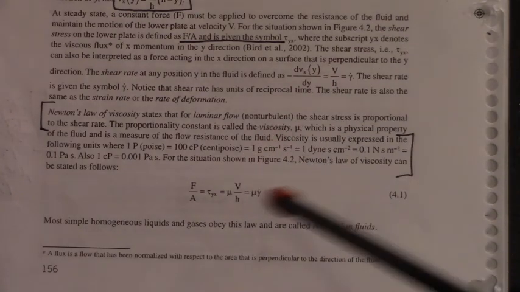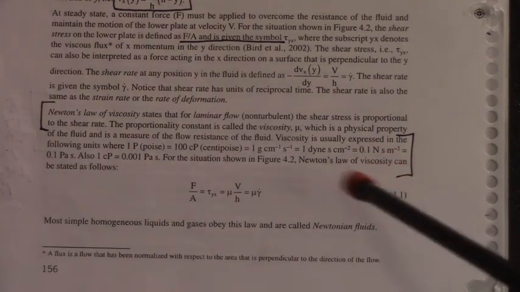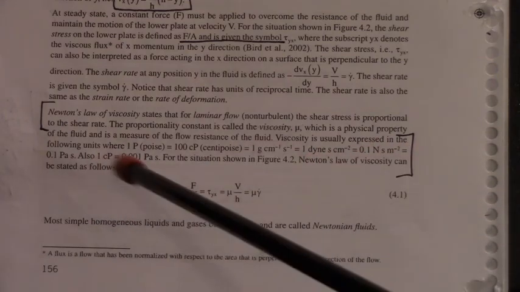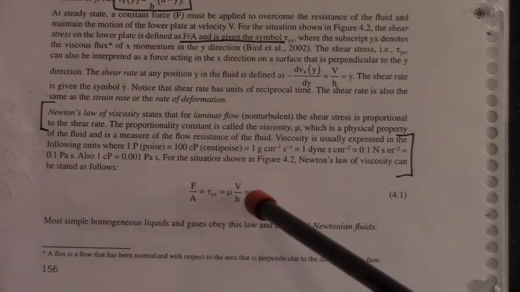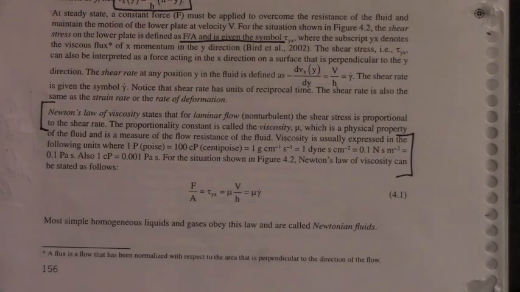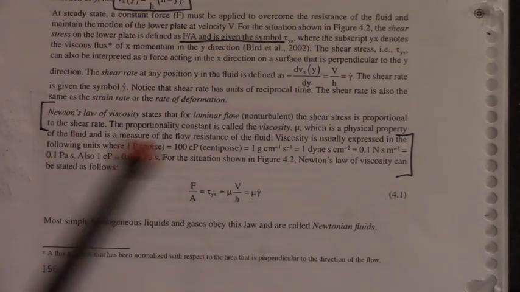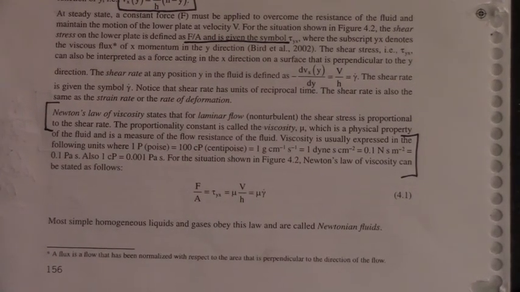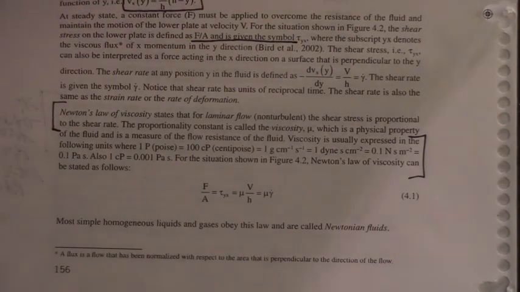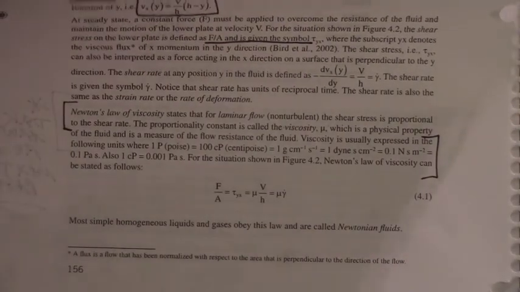So we can say then for the situation in figure 4.2 that Newton's law of viscosity can be stated as what I have right here, that the shear stress is equal to the viscosity times the shear rate. And most simple homogeneous liquids and gases, benzene, alcohol, air, all of these follow Newton's law of viscosity, and we call those fluids Newtonian fluids.